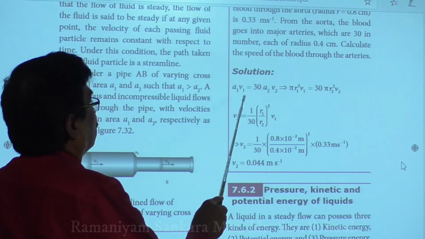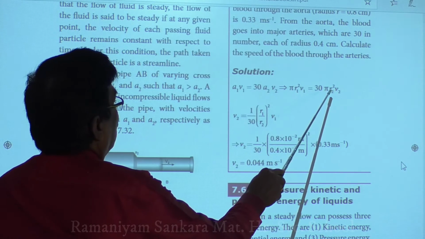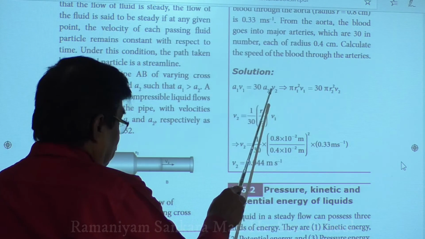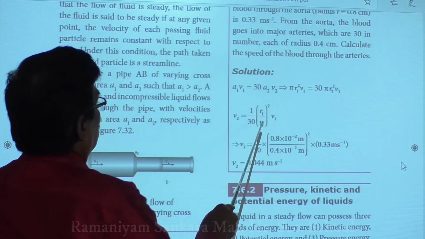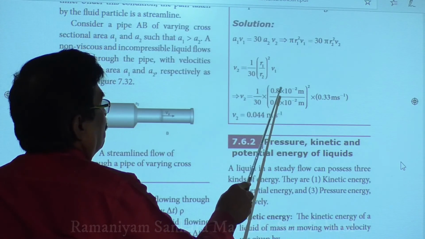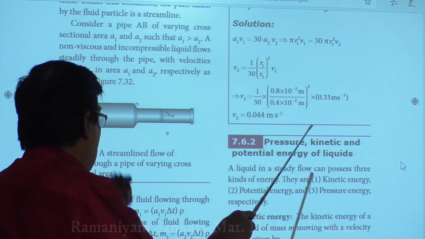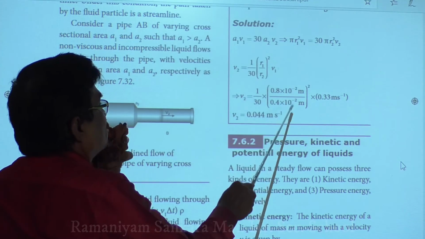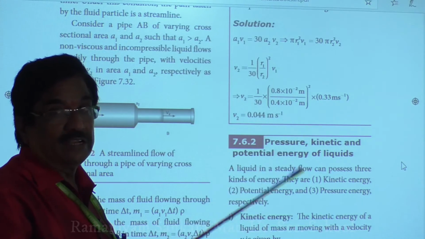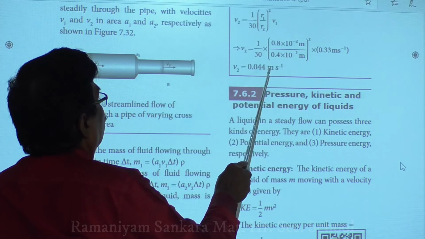Now you know the formula: A1 V1 equals 30 times A2 V2. A1 is pi R1 square, and A2 is pi R2 square. We want only V2, so we divide these two. So V2 equals 1 by 30 into (R1 by R2) whole square into V1. Substitute the values. Convert 0.8 centimeter into 0.8 into 10 power minus 2 meter, similarly 0.4. The centimeter units cancel, and squaring 0.8 into 0.8 is 0.64. The final answer is V2 equals 0.44 meter per second.